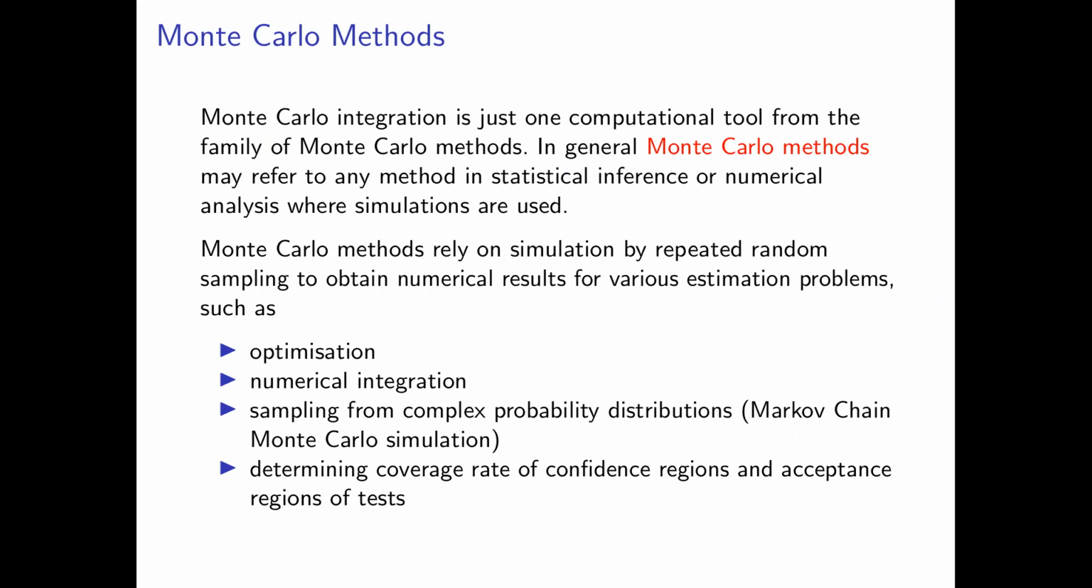But Monte Carlo methods in general are a very frequently used way of simulating and using random sampling for estimating various types of problems, such as optimization, numerical integration, but also sampling from complex probability distributions. Later in this course, we will look at Markov chain Monte Carlo simulation, which is the more applied and more advanced version of this. And also we will look at determining coverage rates of confidence regions and acceptance regions of tests.